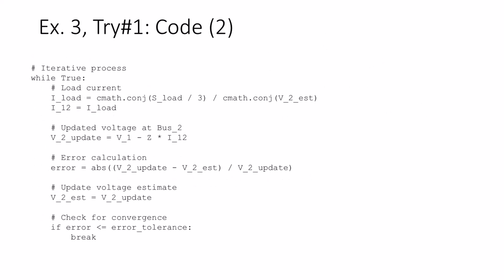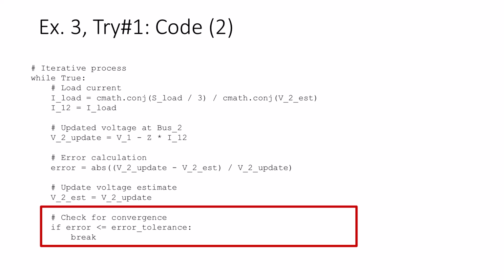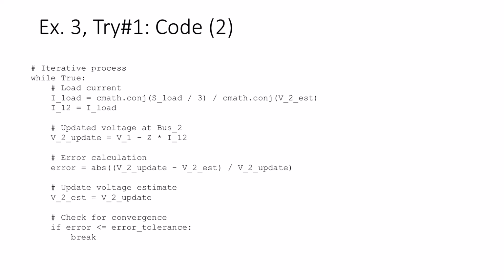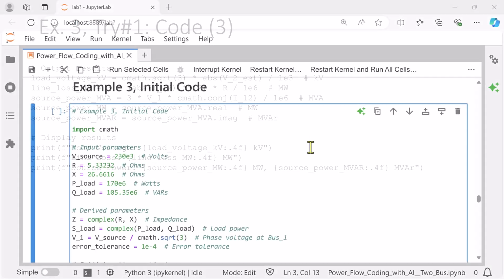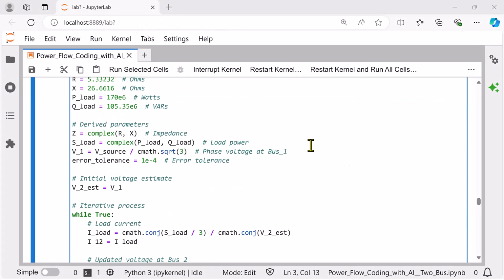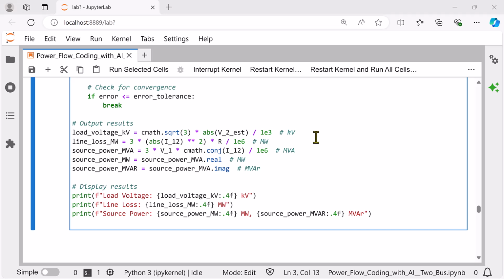The iterative voltage calculation is implemented with a while loop, which exits when the error tolerance drops below our criteria. Note, to avoid infinite loops, we could have added a maximum iteration check, such as the one used in example 2. After the voltage is obtained, we compute the voltage, line loss, and power flow in the correct units and then print. To test the code, we paste it into a JupyterLab code cell.